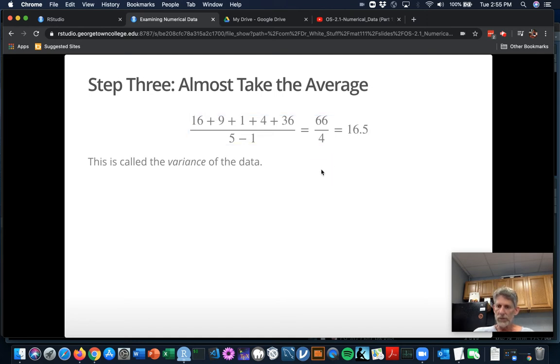Now that number, this almost average, is called the variance of the data. It's not a number that we've worked with a whole lot directly in an elementary stats class, but it's actually pretty important in statistics.